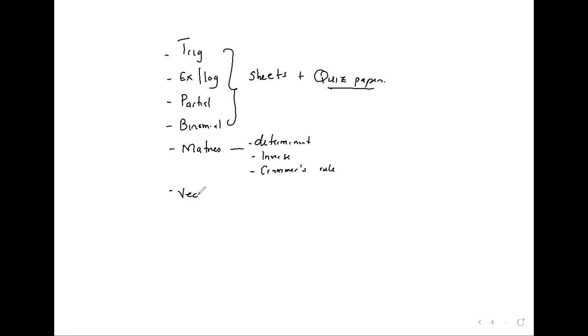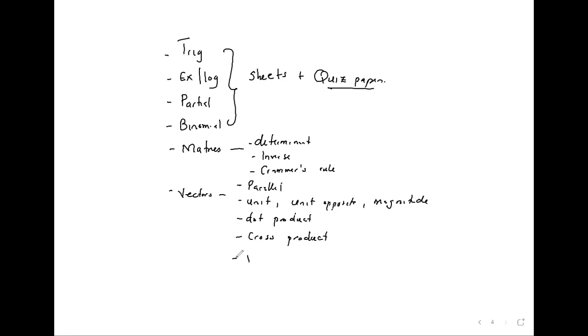Then vectors. Vectors, just go for the terms. What do they mean when they say parallel vectors? When they say unit, or when they say unit opposite. Or when they give me a magnitude. What do they mean by dot product? What do they mean by cross? How do I get the volume? How do I know two vectors lie on the same plane? Those are things that you're asking.